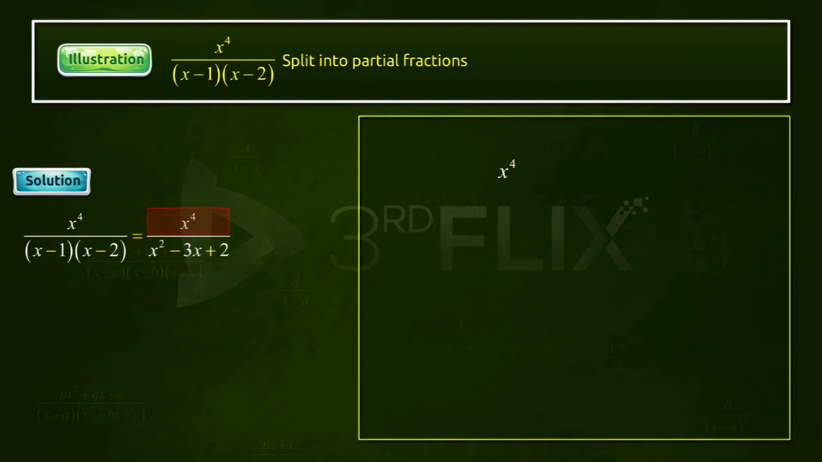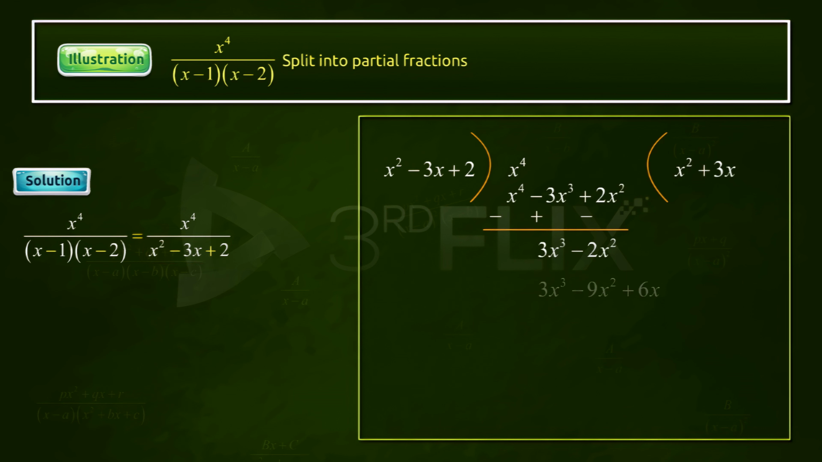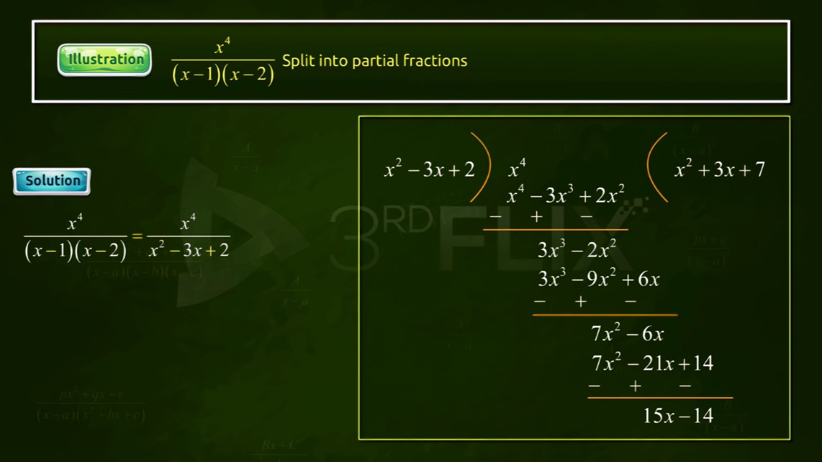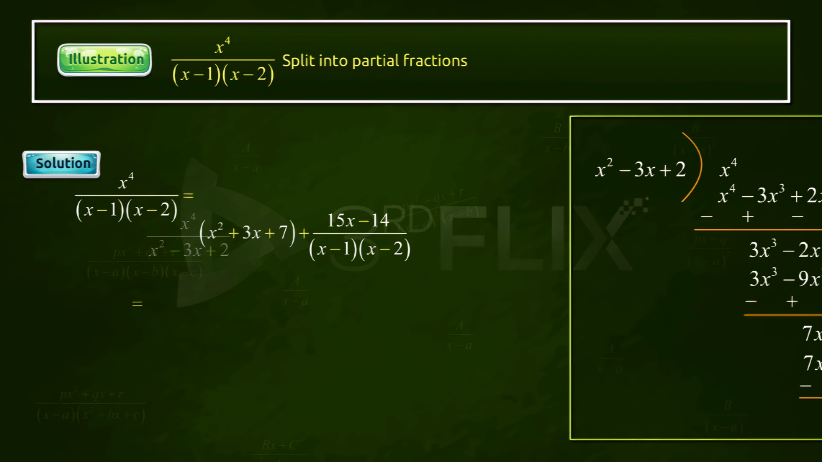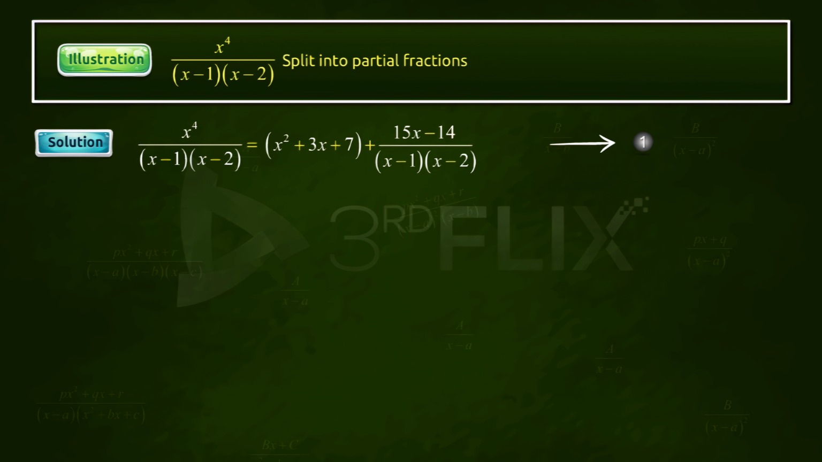On dividing x⁴ with the polynomial x² - 3x + 2, we get the quotient x² + 3x + 7 and the remainder 15x - 14. So, we can write the given fraction as x² + 3x + 7 + (15x - 14)/(x² - 3x + 2). x² - 3x + 2 can be written as (x - 1)(x - 2). Take this as equation 1.